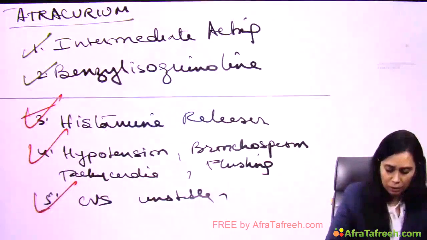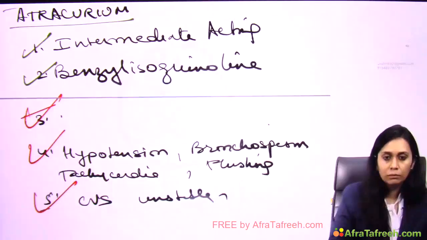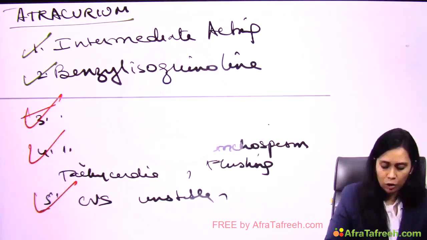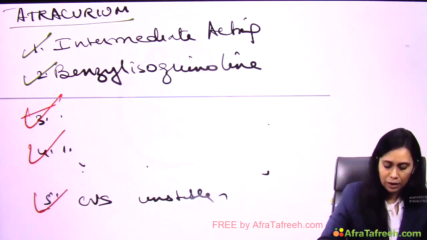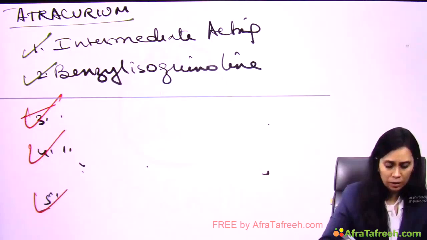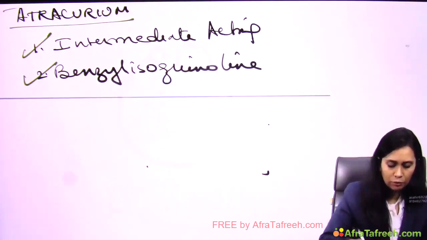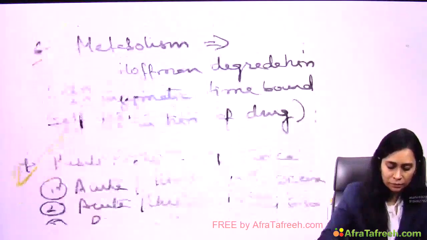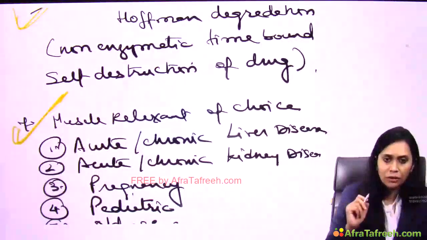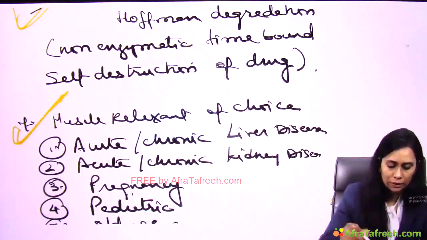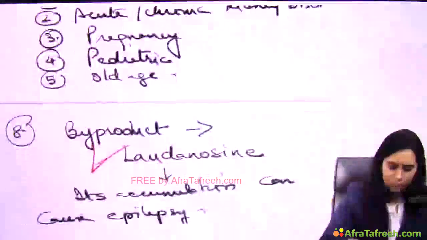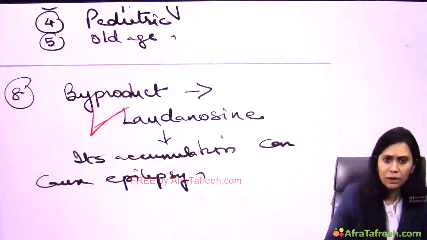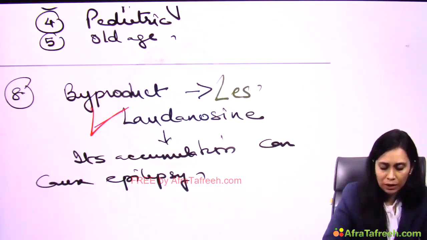Unlike atra, it does not cause histamine release. It would not show these bad clinical features. It is not cardiovascular unstable. So we saw the red points removed. Like atra, metabolized by Hoffman degradation. Like atra, muscle relaxant of choice in all these conditions. And like atra, it will produce laudanosine, but being more potent than atra, less dose is given.